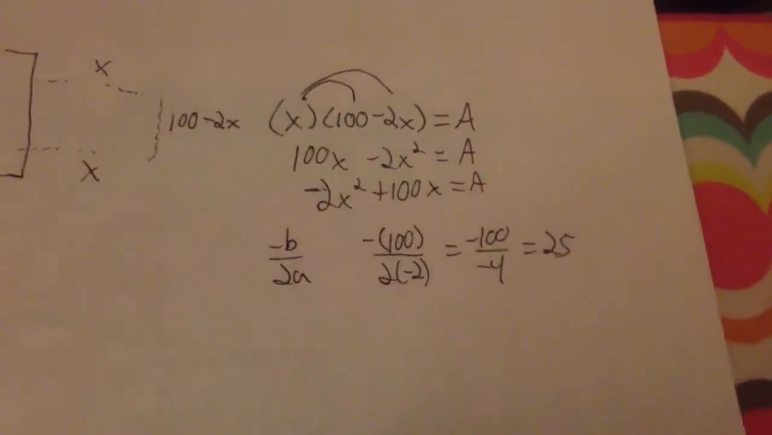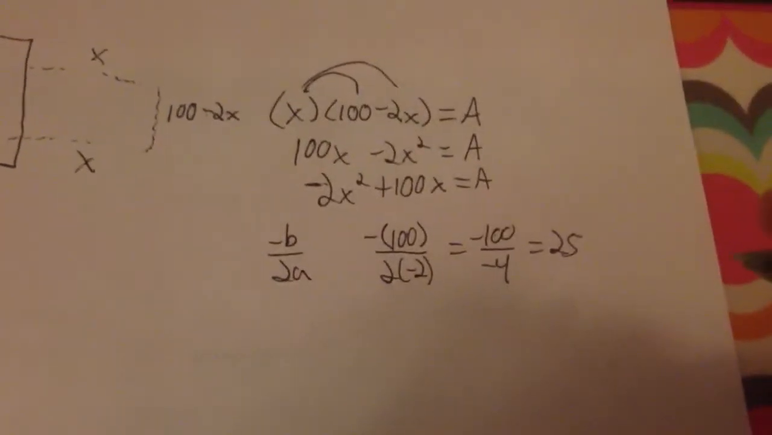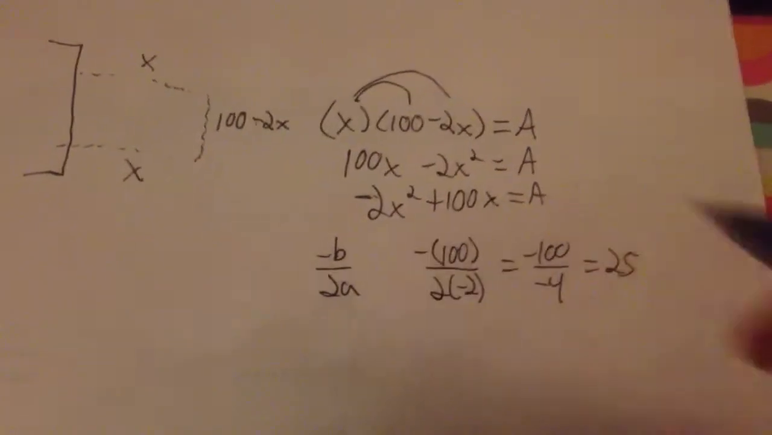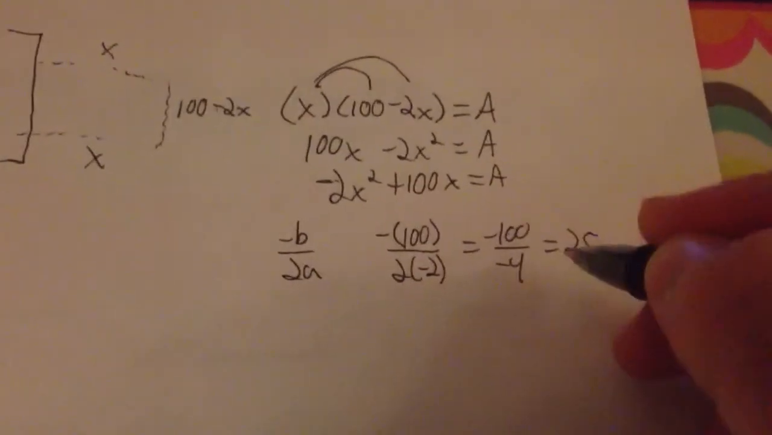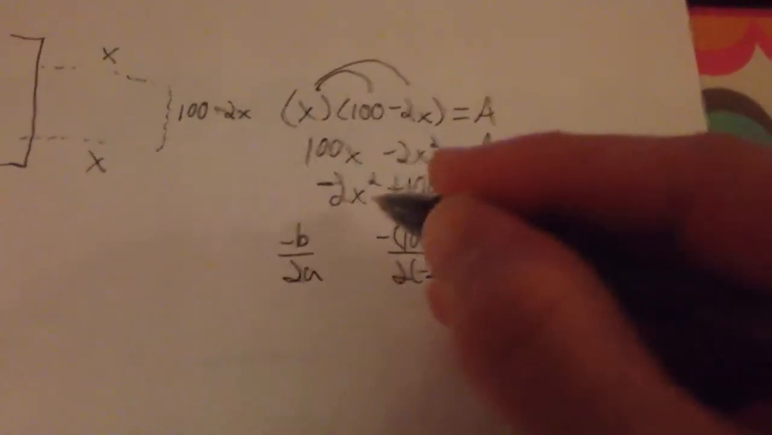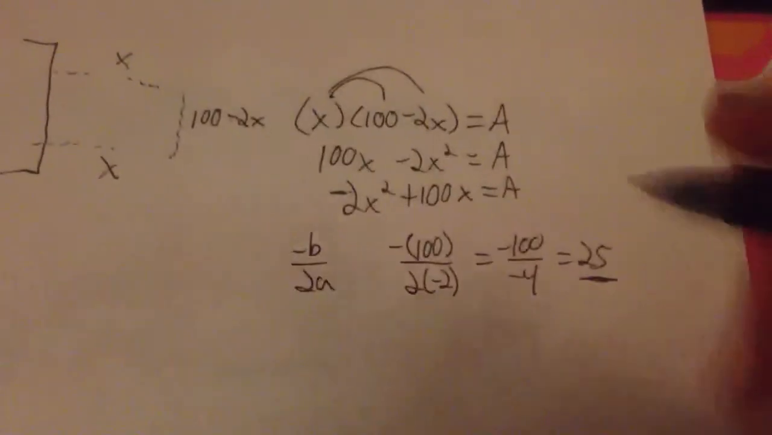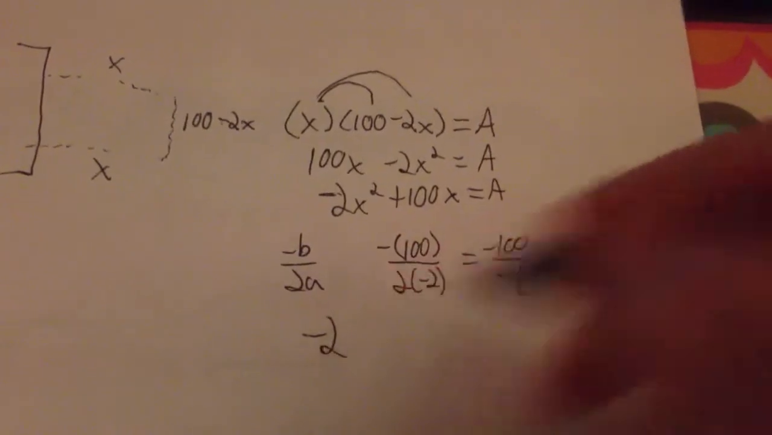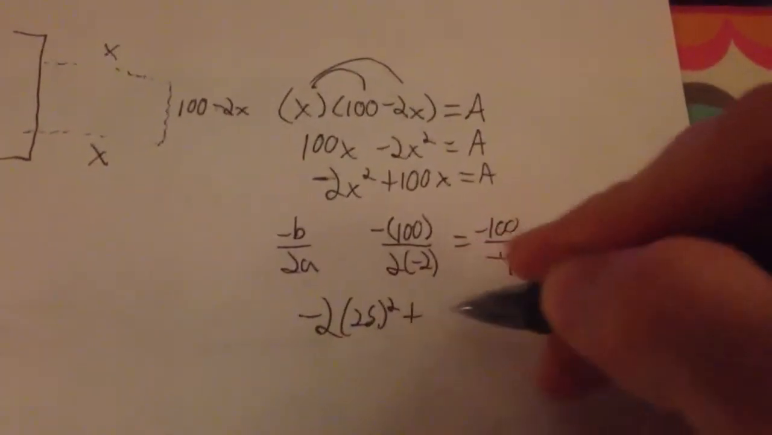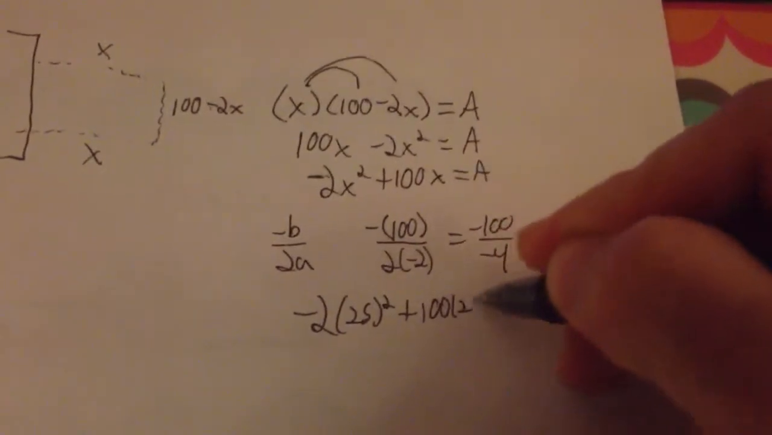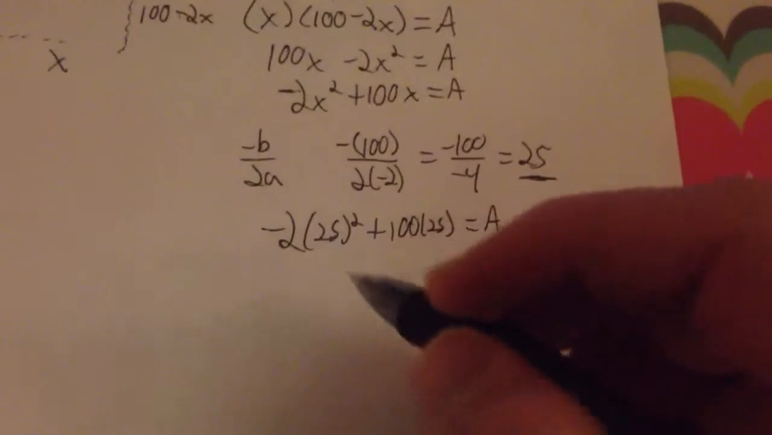But again, that's not the answer. That's the x value for my vertex. So if I want to find the actual area that this will be maximized at, I take 25 and plug it into my function here and find what the maximum area would be. So to do that, I take negative 2 times 25 squared plus 100 times 25, and that will give me my maximum area. I'm going to do this real quickly.